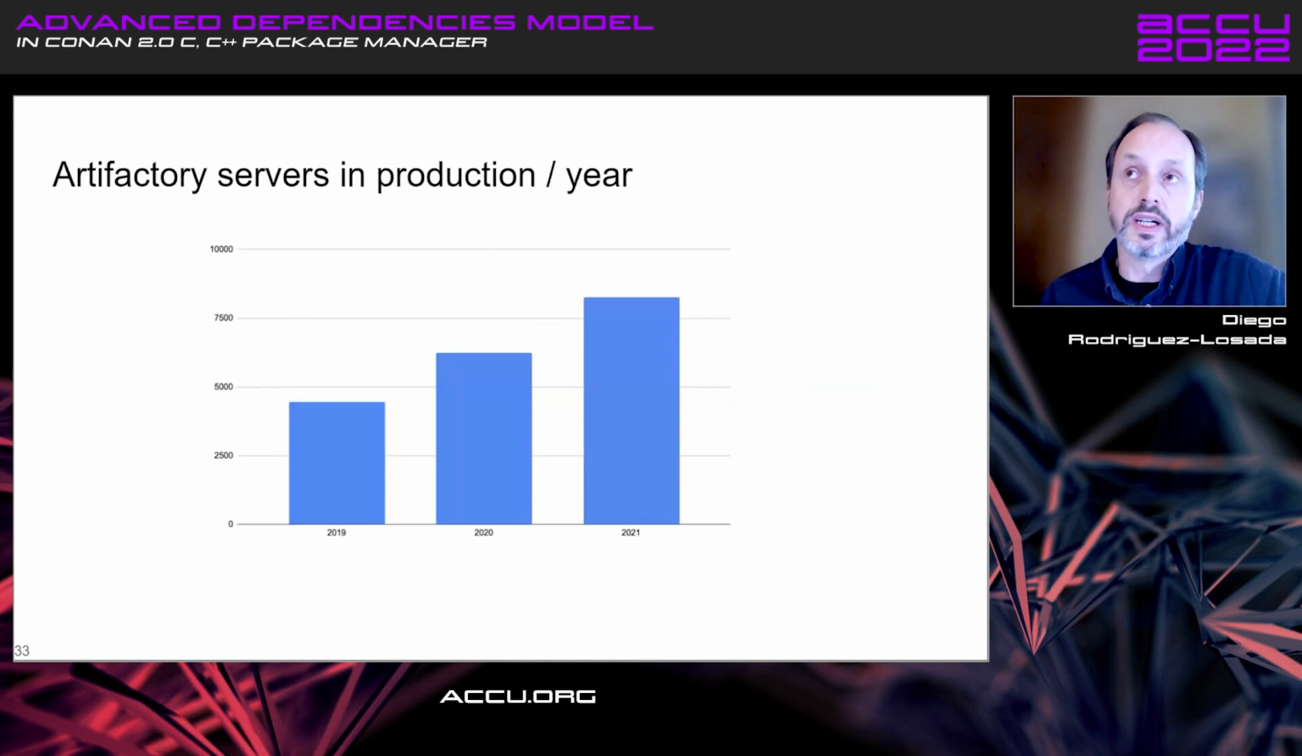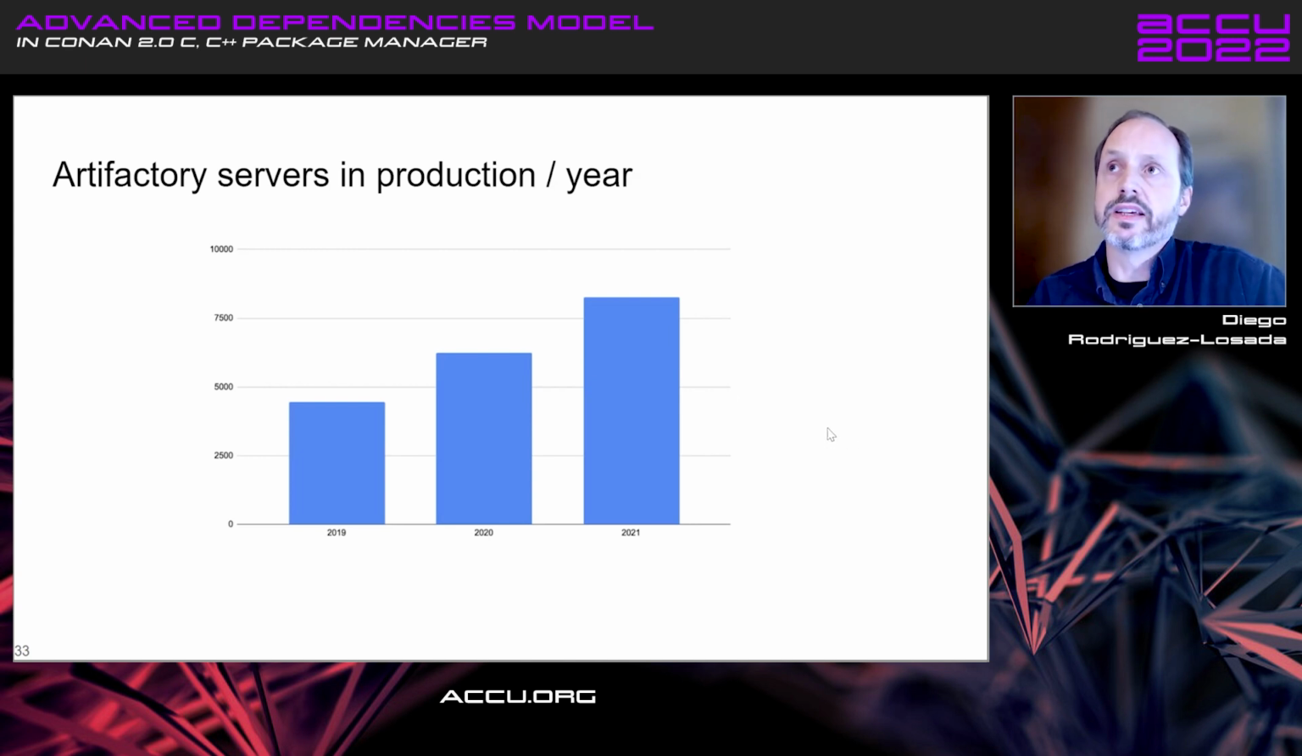And another good metric, this is the telemetry data we have for the JFrog Artifactory servers. That means that there are at least 8,000 teams, companies running Conan in production. Each one of these servers can serve teams from a few developers to hundreds of developers. Typically they range from startups, and we know that many of these companies are Fortune 100 companies. We know they are using us.